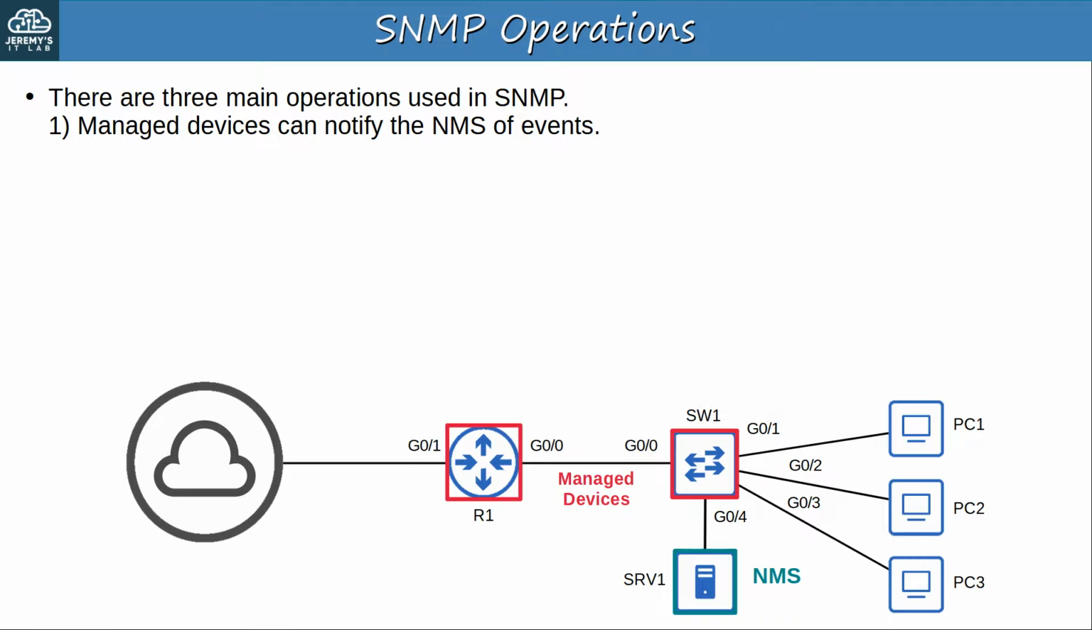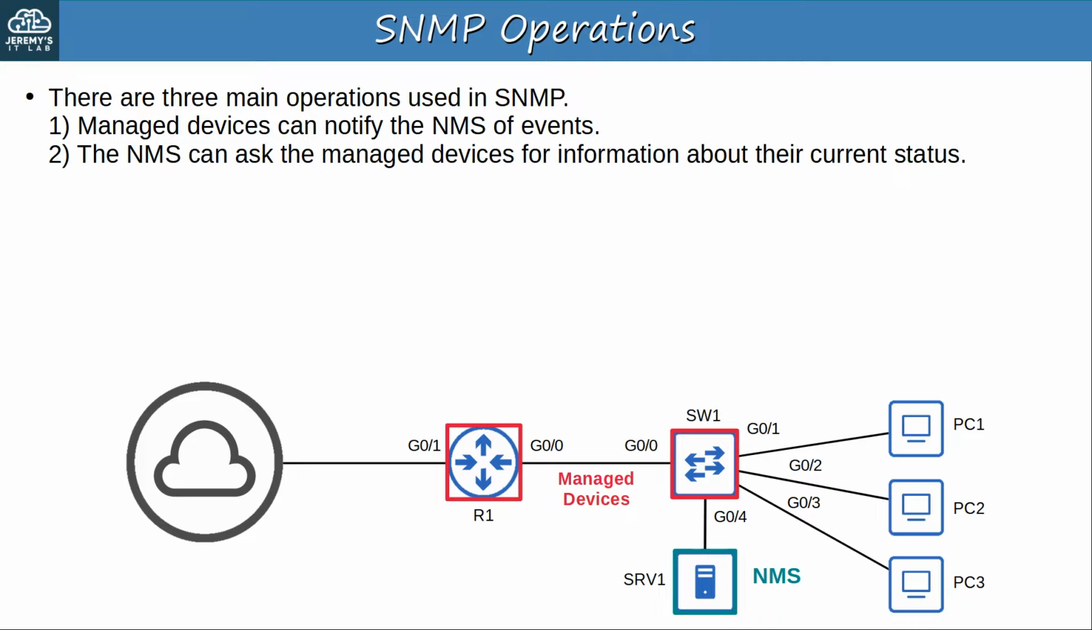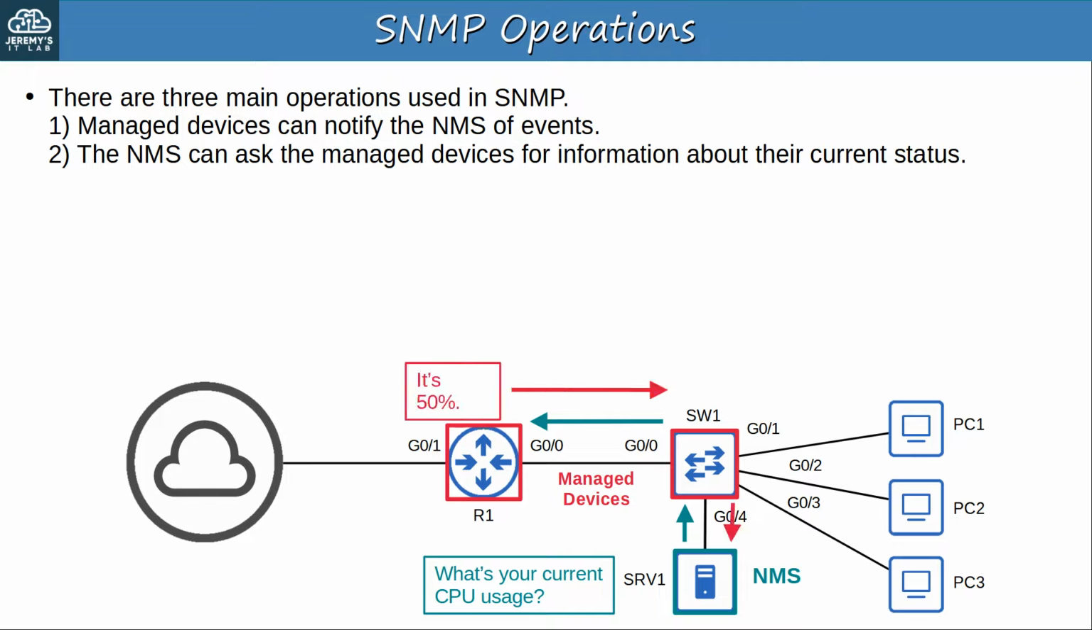Okay, so managed devices can notify the NMS of events such as interfaces going up and down. The NMS can also ask the managed devices for information about their status. For example, perhaps the NMS server 1 asks R1 what its current CPU usage is. You want to make sure your network devices aren't being overloaded and working too hard. R1 will then reply to the NMS, for example, telling server 1 that its CPU usage is at 50%. So that's another function of SNMP.